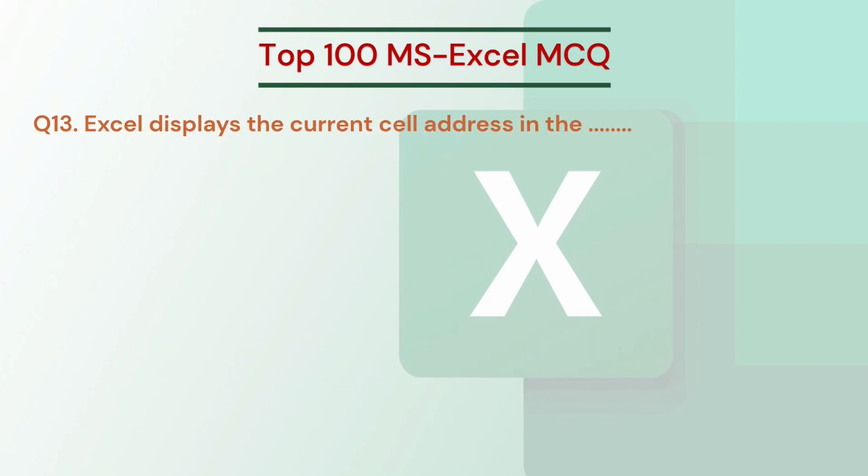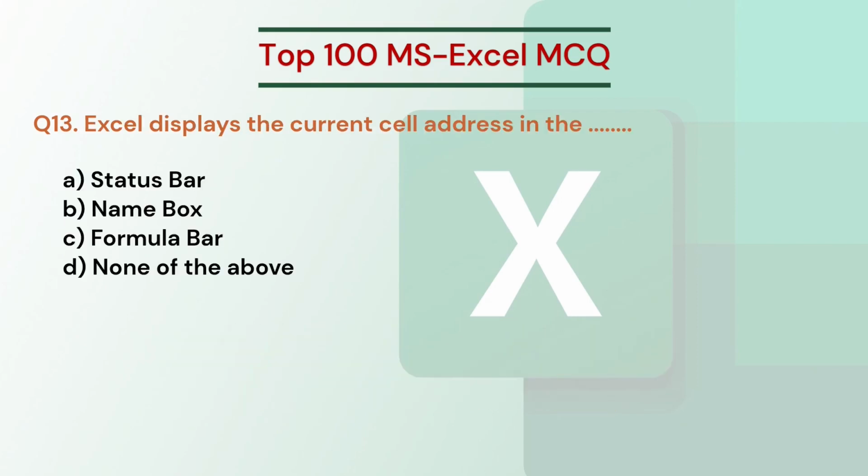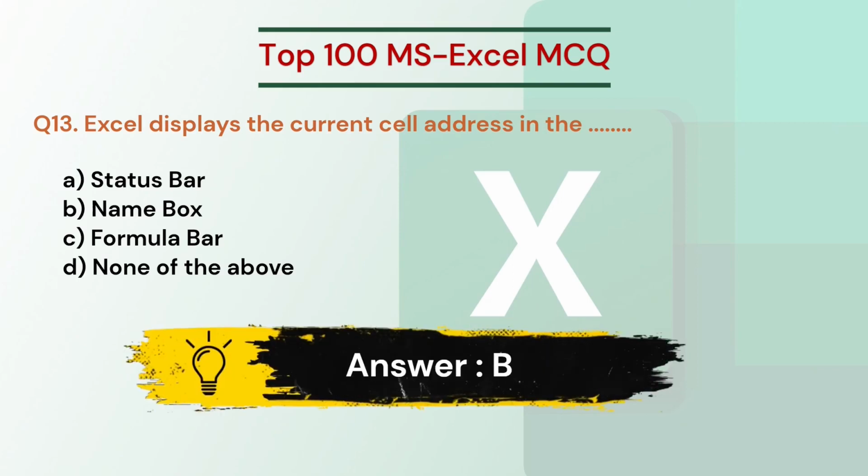Excel displays the current cell address in the A. Status bar. B. Name box. C. Formula bar. D. None of the above. Correct answer is B. Name box.